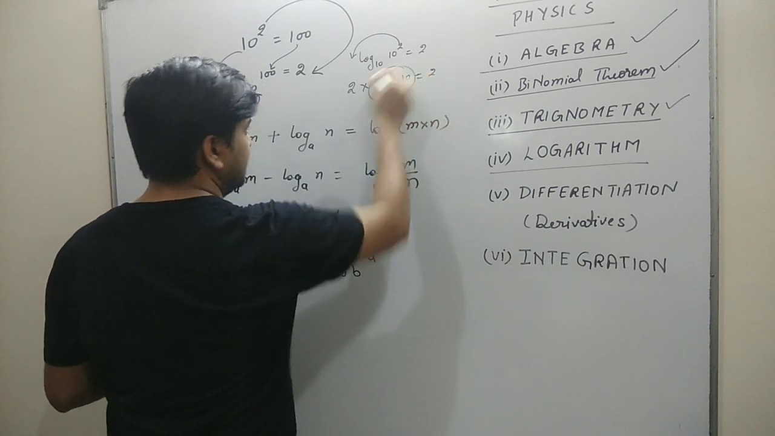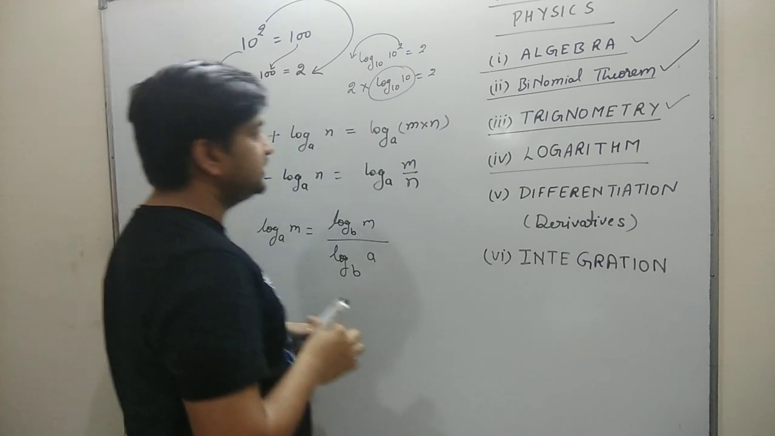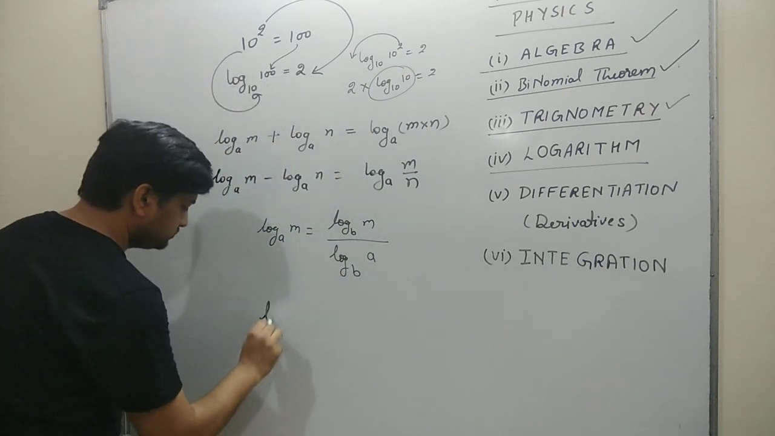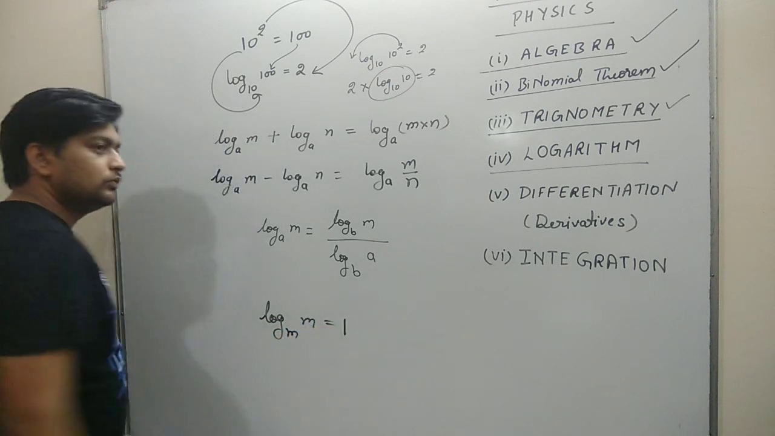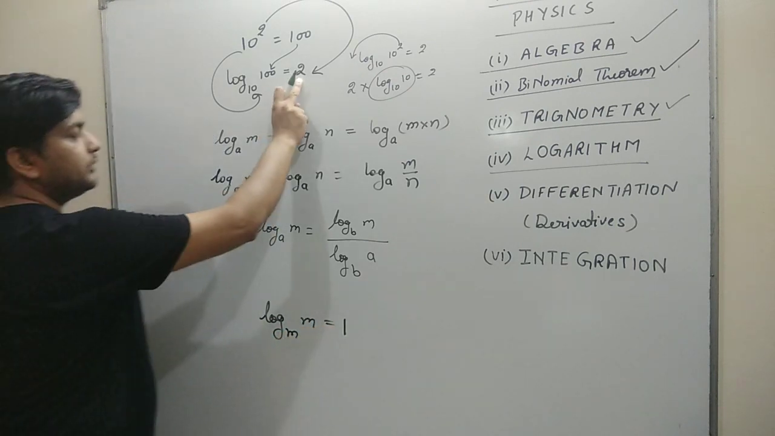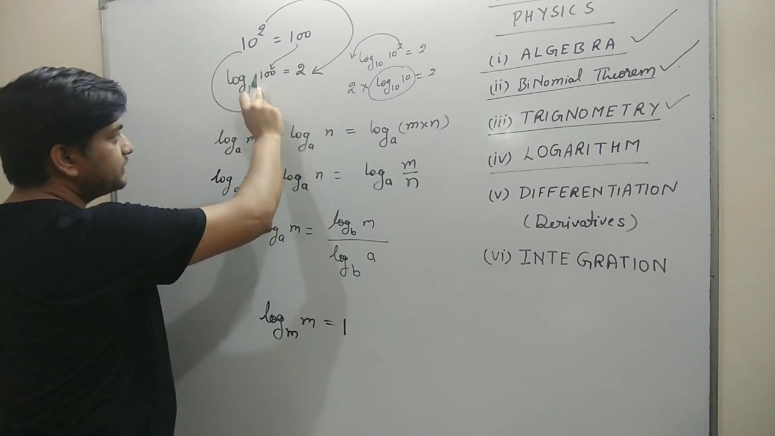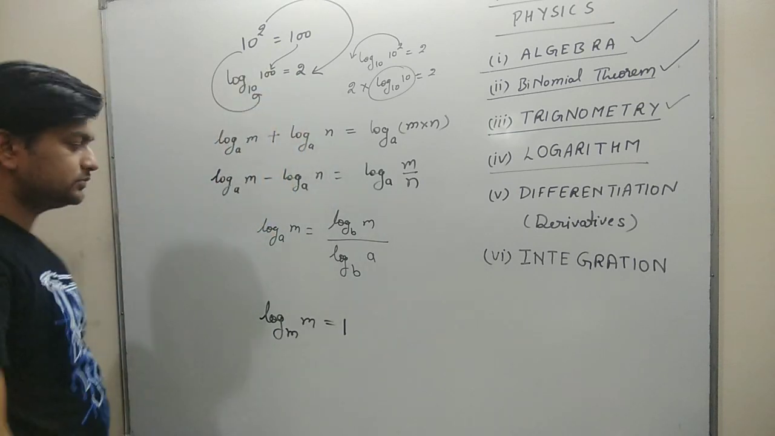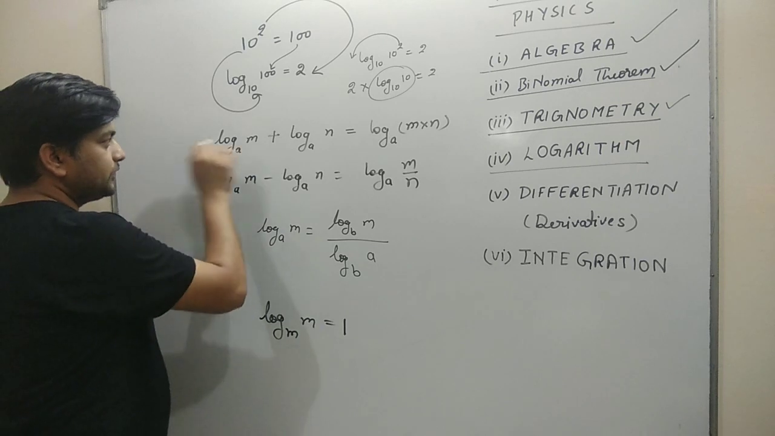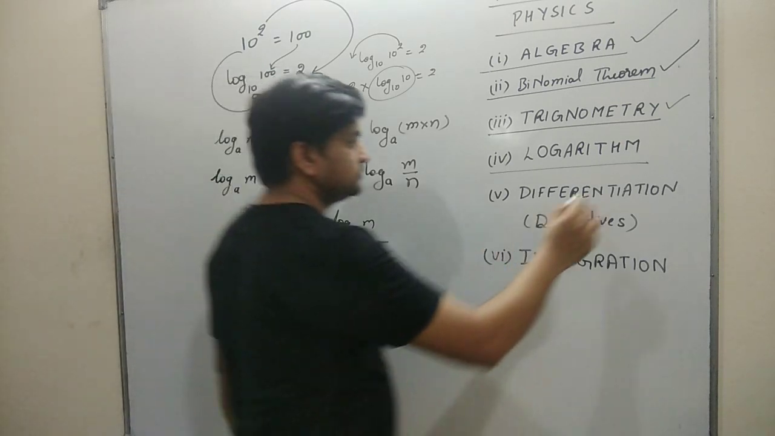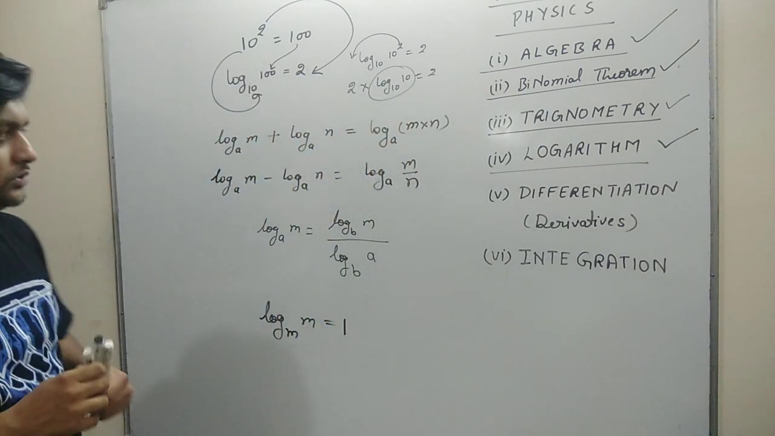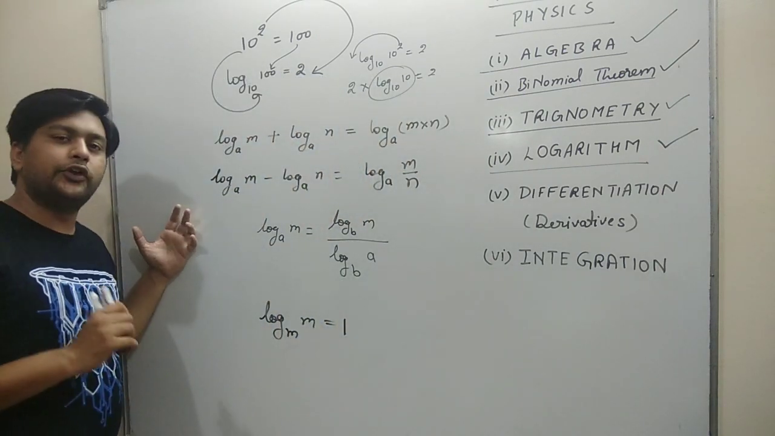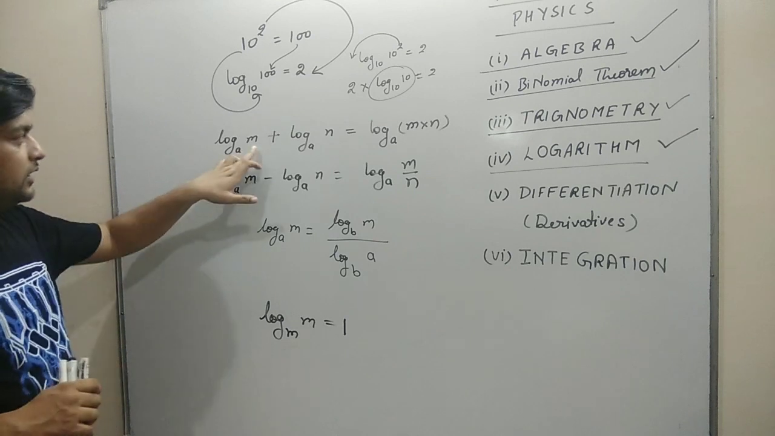That is 2. Means the value of log 10 is 1. Why? When there will be 1? When the power of this is this, then the answer will be this. So these are few formula of logarithm which we will use. You can write in your copy and learn this.